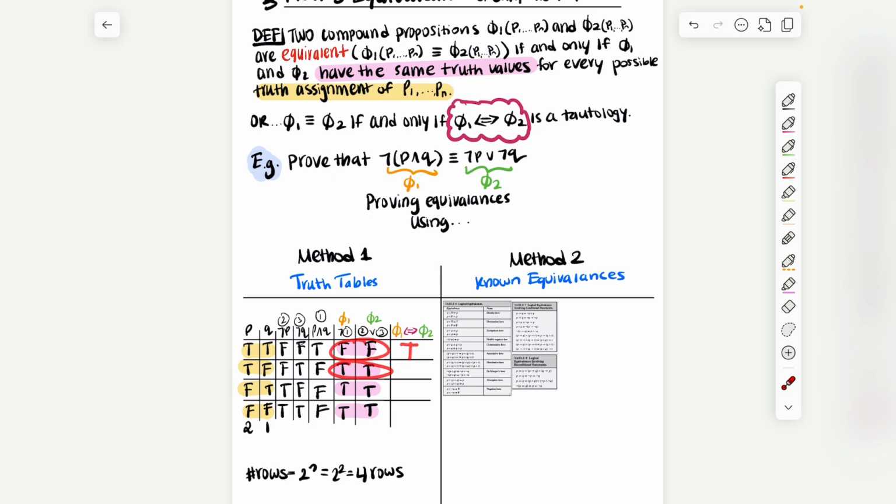Here, these are the same. It's going to give you true. Here, I see they're the same, going to give you true. Here, I see they're the same, so they're going to give you true.